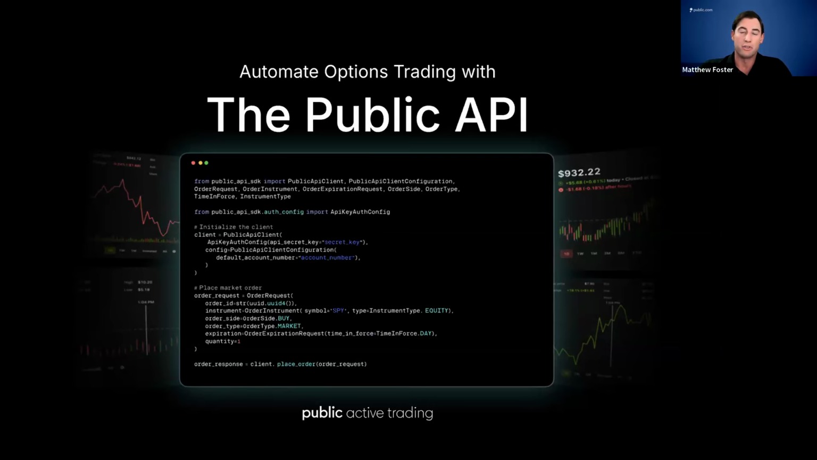Today's session is focused on showing serious traders how to use the public API in real workflows. And today we're going to focus specifically on automating options trading.